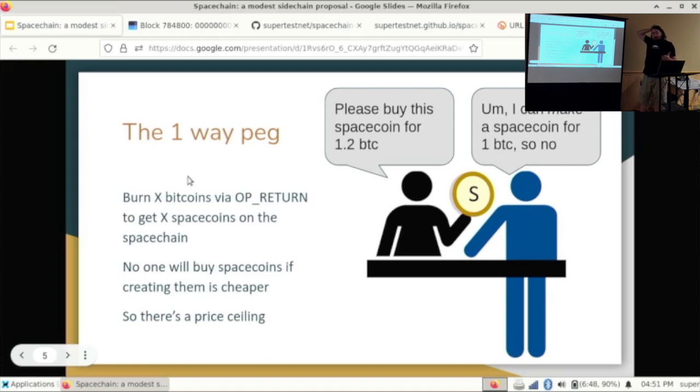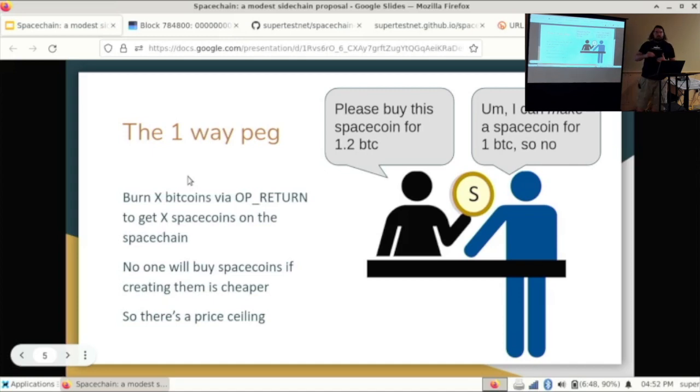But hopefully, the idea is that they have a cap on their price. A dead Bitcoin can never be worth more than a real Bitcoin that you can still spend on Bitcoin. Because if it ever were, this situation would happen. You'd say, hey, I have a space coin here. I burned a Bitcoin to get it. I would like you to buy it for me for 1.2 Bitcoins. And this guy's like, what do you think I am, an idiot? I can burn my own bitcoins.